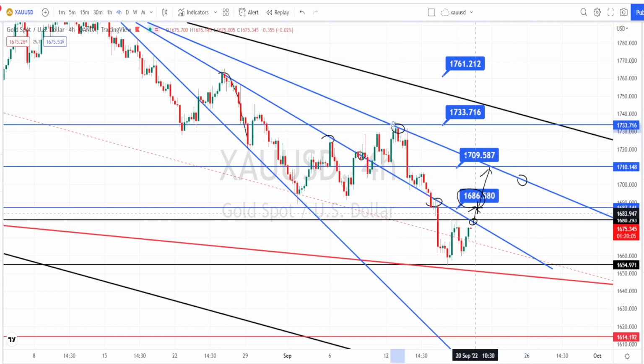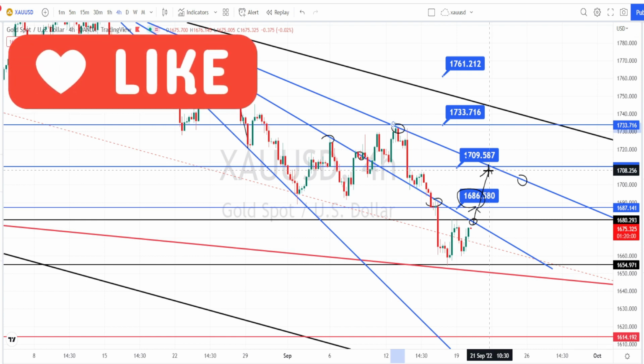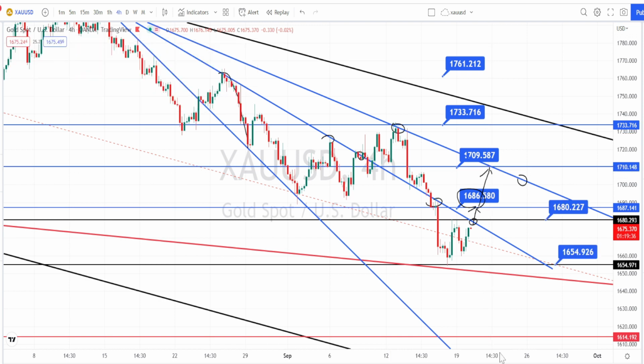So we have lots of resistance levels on the bullish side, which the price action has to break in order to continue trading on the bullish side retracement. And on the bearish side also, first the price action has to break this higher time frame support level of 1654. Then we have the trend line from the daily time frame, which it has to break in order to continue trading on the bearish trend.